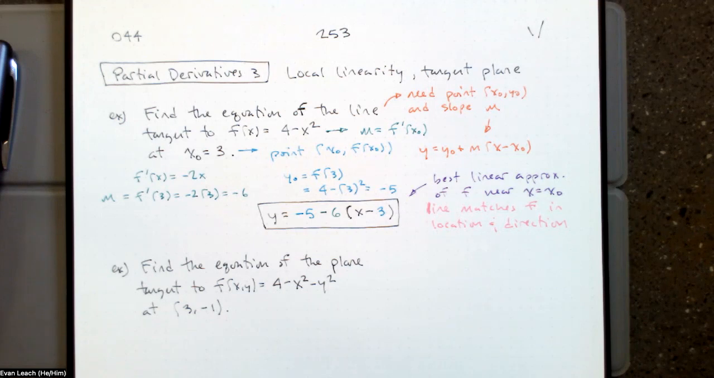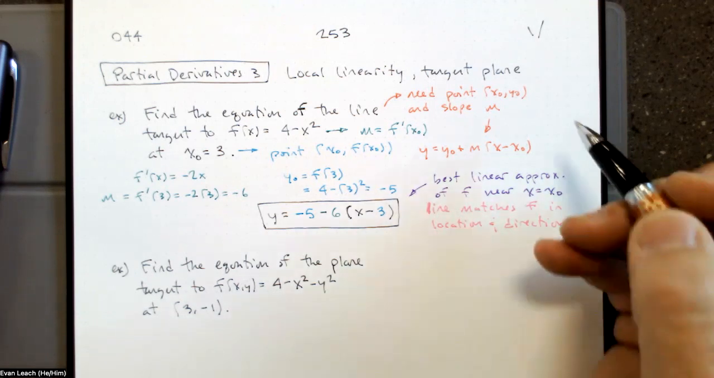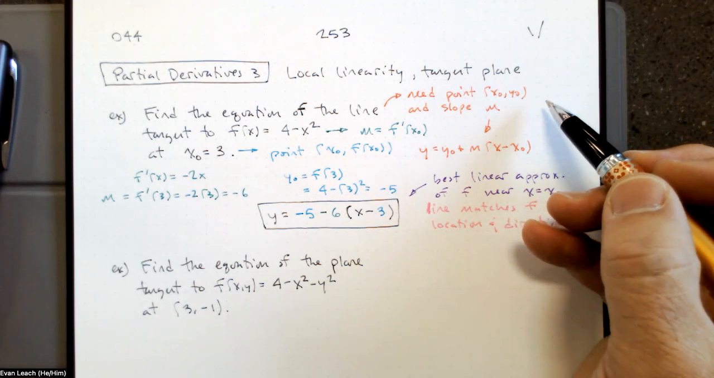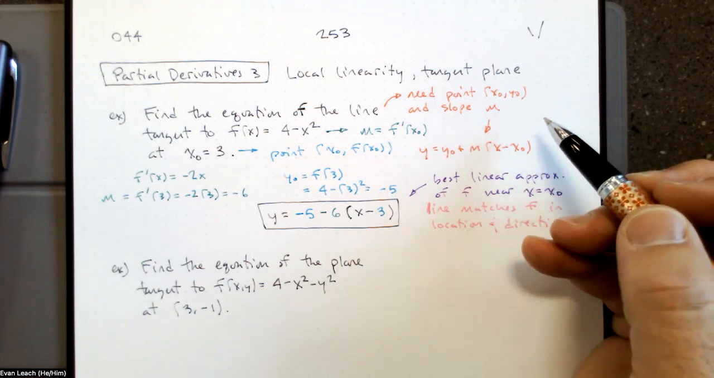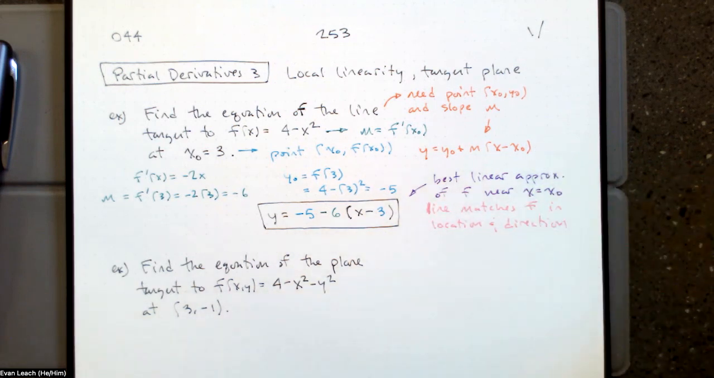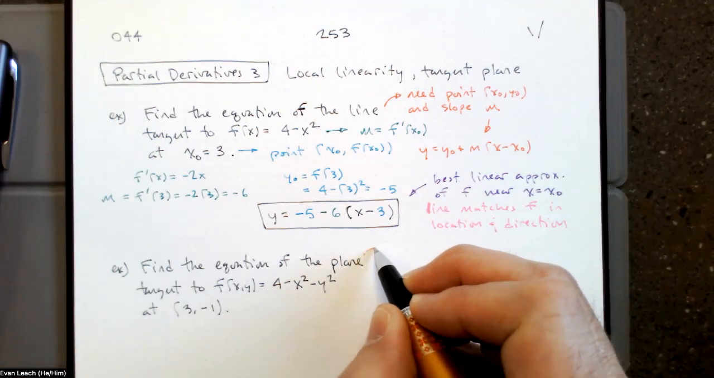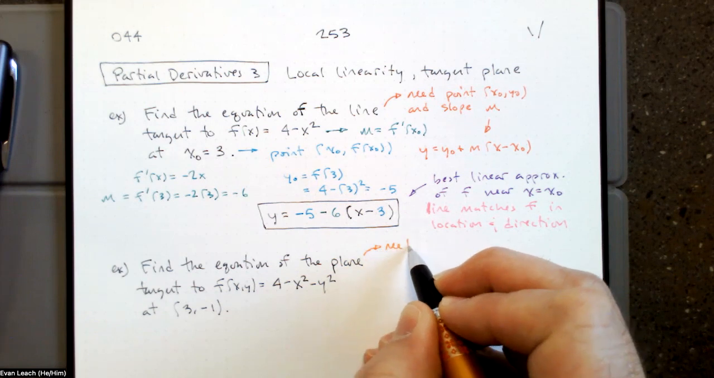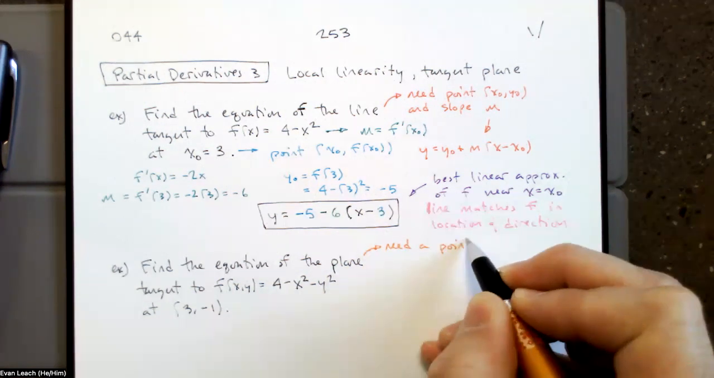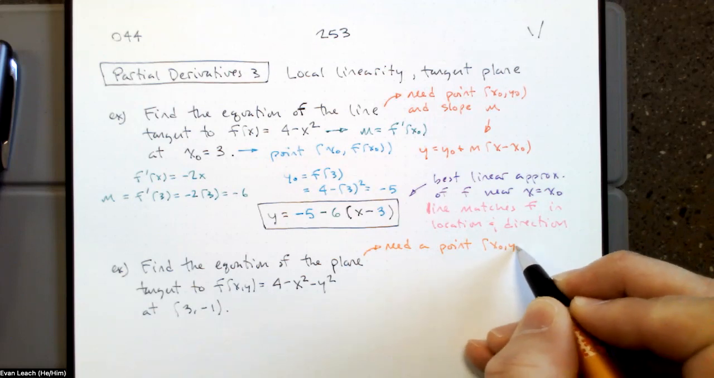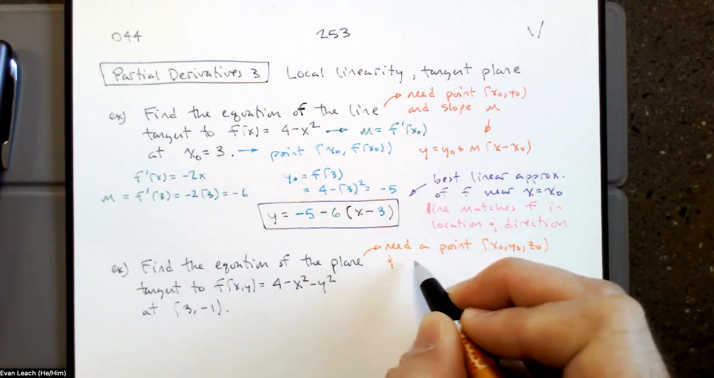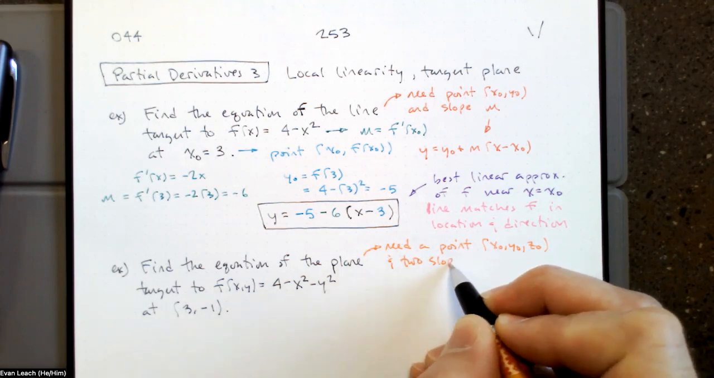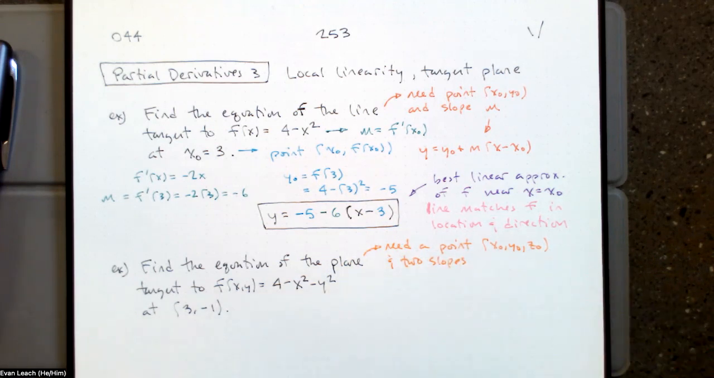To find the equation of a plane, we need the same information. We need a slope, we need a point and 2 slopes. So the way we're going to start thinking about this is that we need a point and 2 slopes. We're going to find a point and we're going to find 2 slopes, delta z over delta x and delta z over delta y.